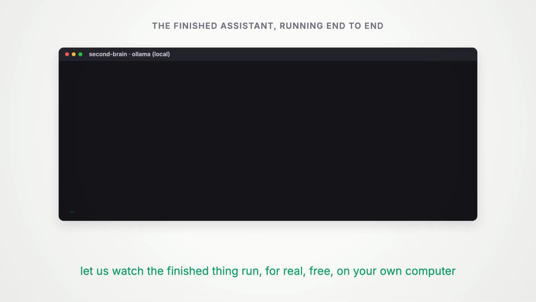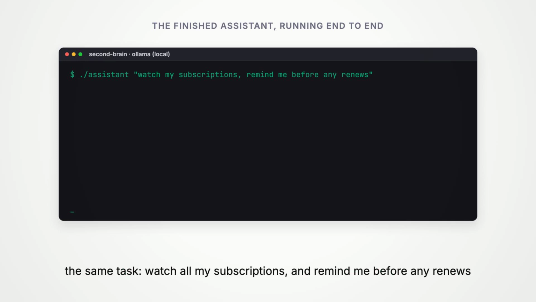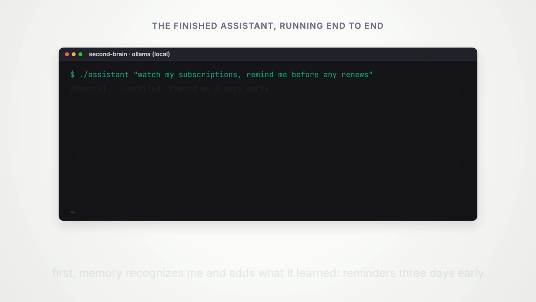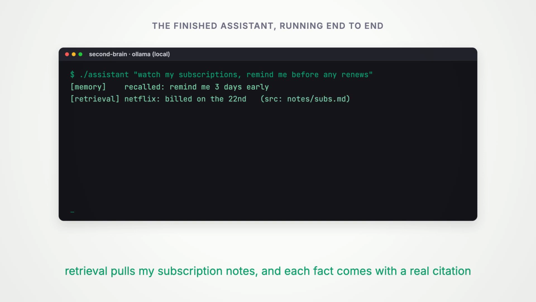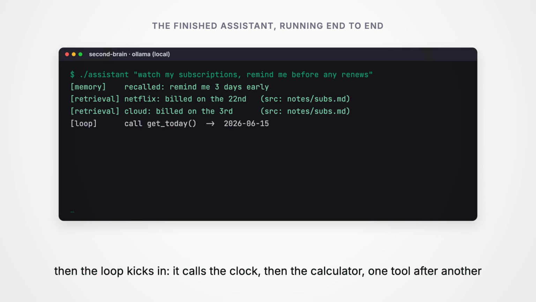So let us watch the finished thing run, for real, free, on your own computer, exactly as we built it. Same task that started this whole season. Watch all my subscriptions and remind me before any of them renews. I send it in. First, memory recognizes me and quietly adds what it has learned that I want reminders 3 days early. Retrieval pulls my actual subscription notes, and look, each fact comes with the note it came from, a real citation. Then the loop kicks in.